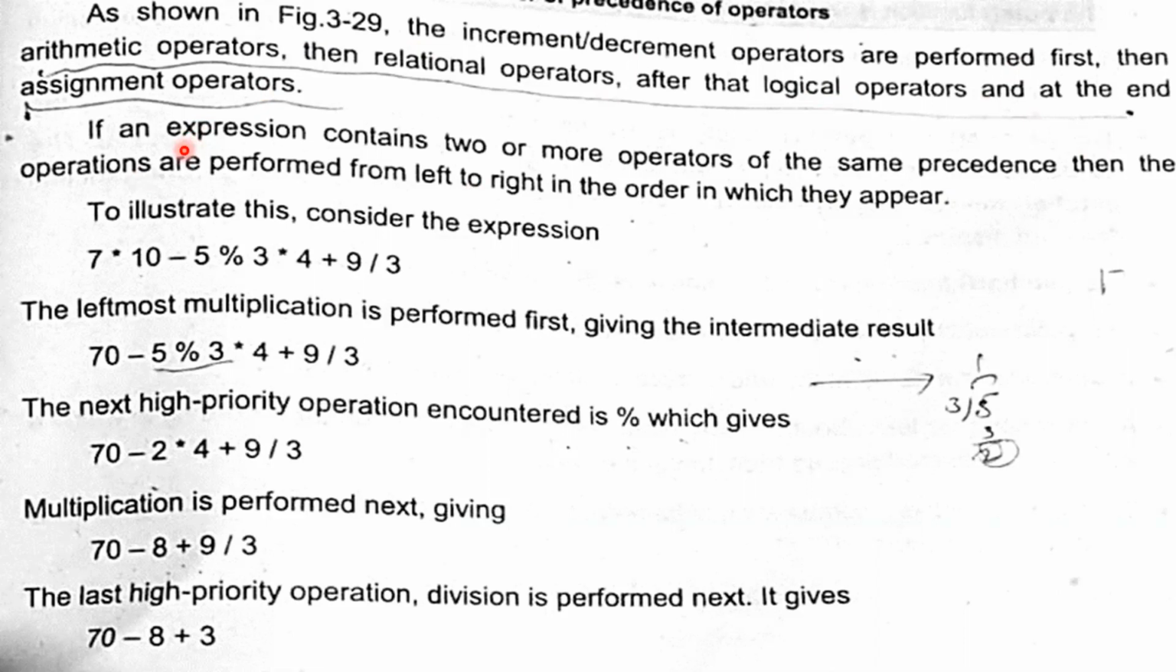Suppose this is the example. If an expression contains two or more operators of the same precedence, then the operations are performed from left to right in the order in which they appear. Clear? The first thing is the increment and decrement operators. If there are none, then you find the arithmetic operators. After that you will find the relational operators and the logical operators. At the end you will solve the assignment operators. Suppose you have this equation.